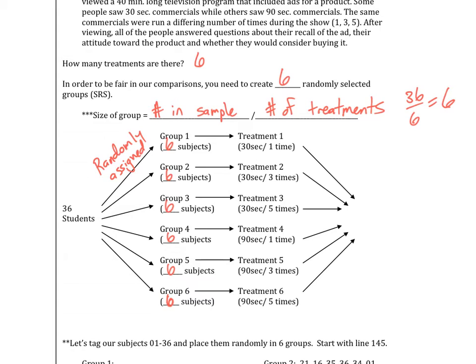All right, and then treatment 1 would be 30 seconds and they see it 1 time. Treatment 2 will be 30 seconds and they see it 3 times. Treatment 3 is 30 seconds, they see it 5 times. Treatment 4 is 90 seconds, they see it 1 time. Treatment 5 is 90 seconds 3 times, and then treatment 6 is they see a 90-second commercial 5 different times. So depending on where you randomly get assigned, you would see one of those amounts. Like one of you might actually get assigned and see the 90-second commercial 5 times. Someone else might just see a 30-second commercial 1 time.